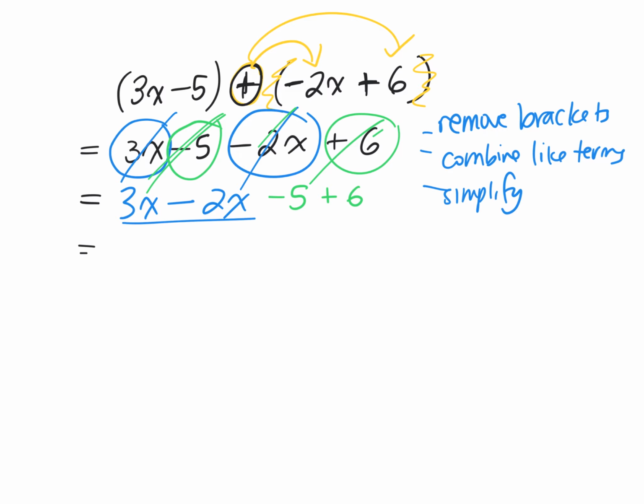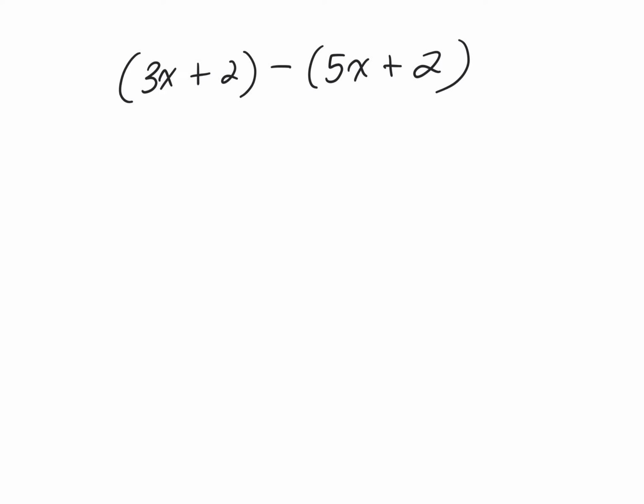Okay? What's 3x take away 2x? 1x, or just x. What's negative 5 plus 6? 1. That's the final answer, x plus 1. Okay, so same thing here. Hold on. We have our 3x plus 2. Does anything change in that if I get rid of the brackets? That stays as is, right?